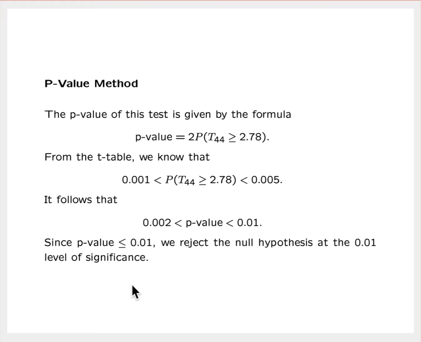Now, we're using a 0.01 level of significance. We know the p-value to be strictly less than 0.01, so it is less than or equal to 0.01. And so, therefore, the rejection criterion stated in terms of the p-value method has been satisfied. And so, using the p-value method, we see that we would reject the null hypothesis at the 0.01 level of significance.